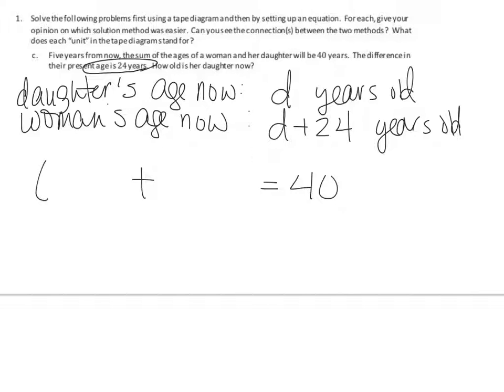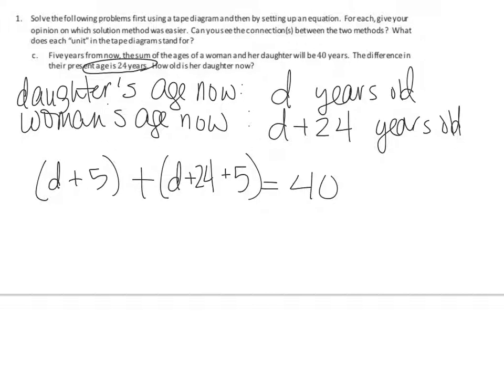5 years from now, her daughter is going to be today's age plus 5. 5 years from now, the woman is going to be today's age plus 5. And the sum of those two ages is 40. I know, and once you get it written down, you're like, oh, dude, that's so easy. Let's collect some like terms.